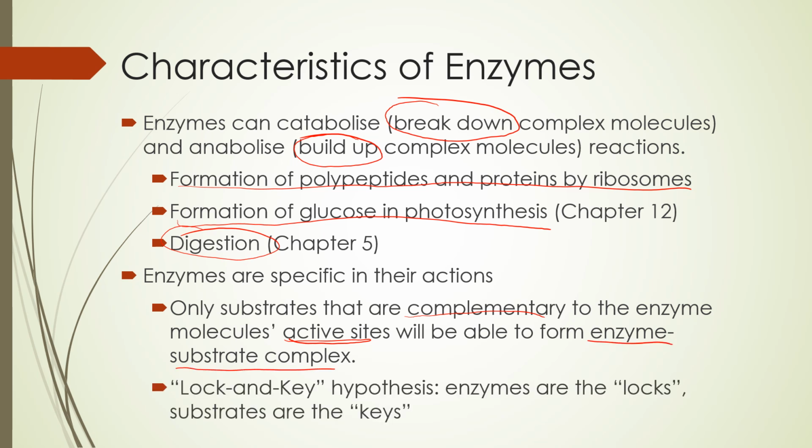This is known as the lock and key hypothesis. In the lock and key hypothesis, enzymes are likened to the locks, and substrates are likened to the keys. With a unique key, I can unlock a lock. I cannot take another key and push it into a normal lock because it doesn't work. So the correct key must fit the correct lock. This example is known as the lock and key hypothesis, and it shows enzyme specificity. Enzymes are specific in their actions.